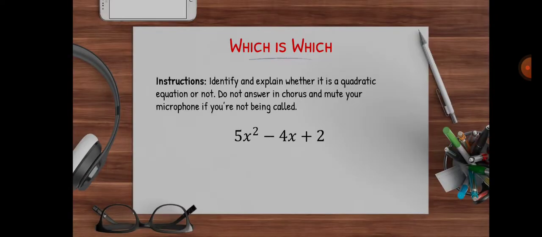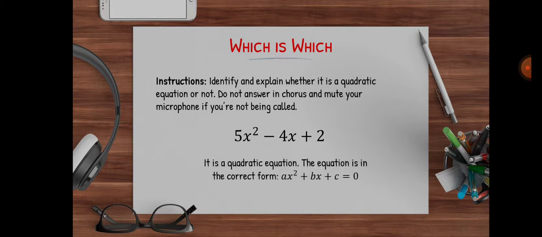5x squared minus 4x plus 2. Do you think this is a quadratic equation? Let us see. It is a quadratic equation. It is in the correct form ax squared plus bx plus c equals 0. Again, it is a quadratic equation because it follows the correct form and also it has a degree of 2. The last example is not a quadratic equation because it has a degree of 3. This one has a degree of 2. A quadratic equation has a degree of 2. Okay, let us proceed.